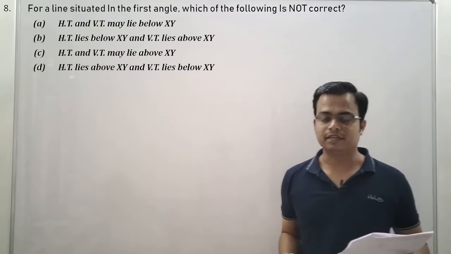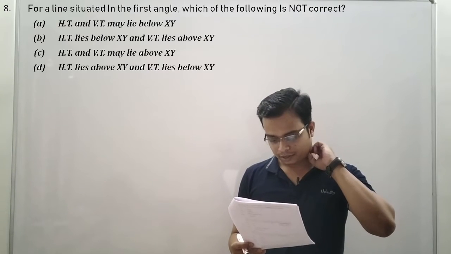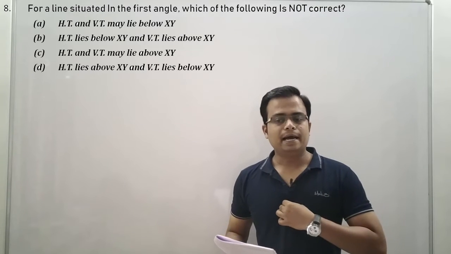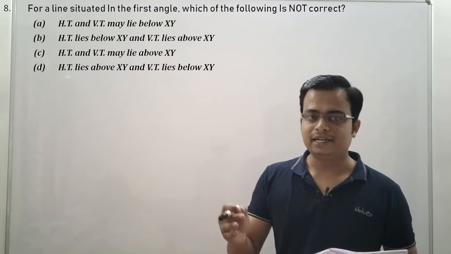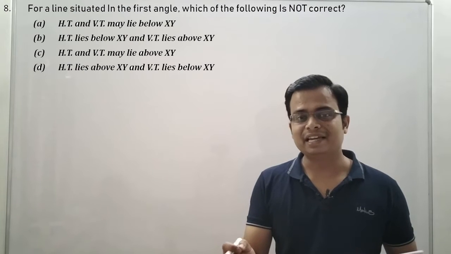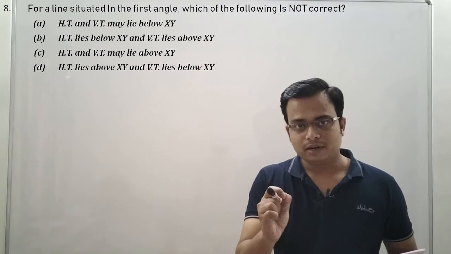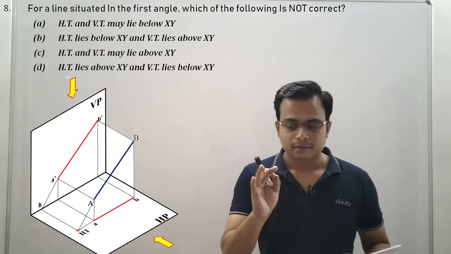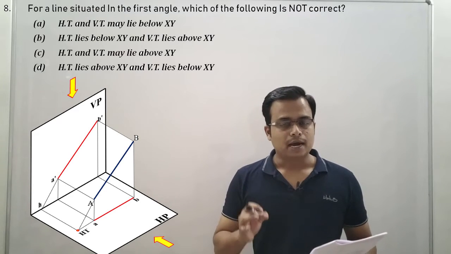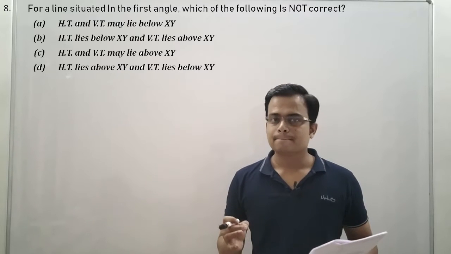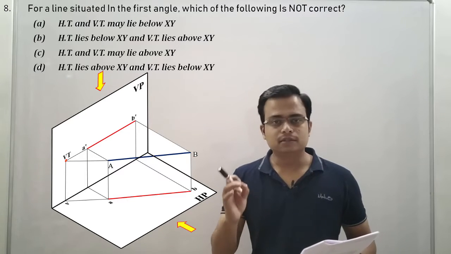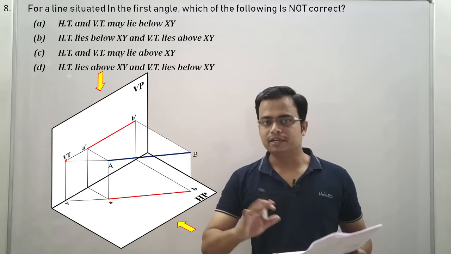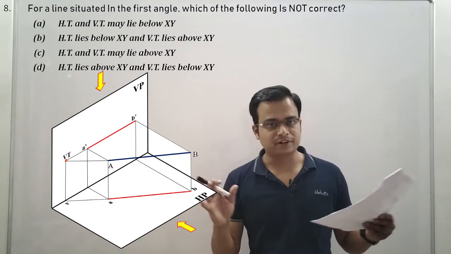Try to imagine what is the case. Okay, now this is associated with traces. First of all, let me tell you, as far as trace is concerned, it is a point that is obtained when you extend a line in a particular direction. If on extension of a line it meets the horizontal plane at a certain point, then that point is a horizontal trace. And if on extending the line it cuts or intersects the vertical plane at a particular point, then that point is a vertical trace, right? So this was the definition.